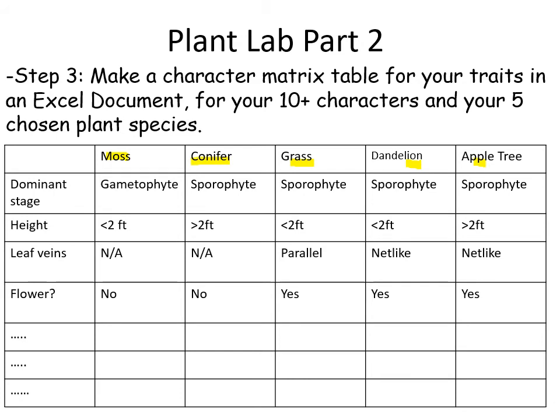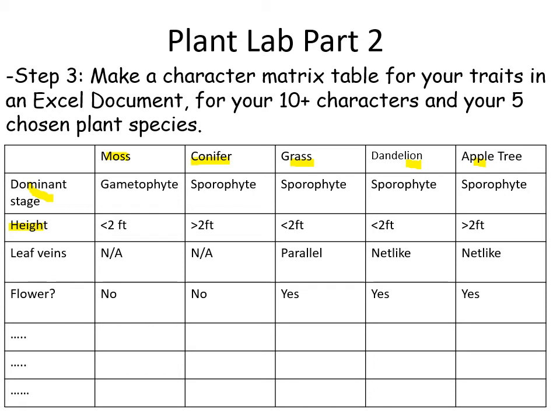So these are just some example traits you could use. So I did dominant stage. Is it gametophyte or sporophyte dominant? You see the moss would be gametophyte, everything else is sporophyte. The height of a full-grown plant. Moss and grass and dandelion were relatively small. Conifer tree and apple tree were taller.